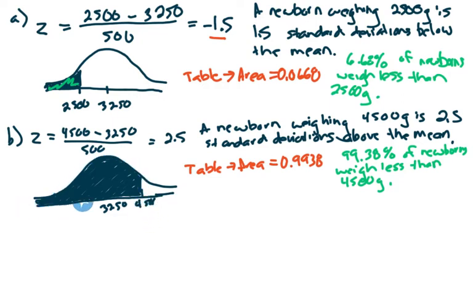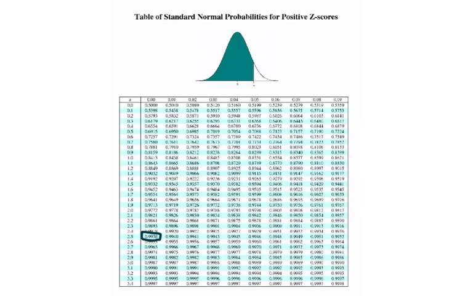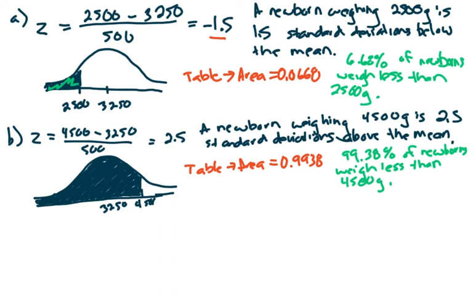So if I'm trying to find out the area to the left, I can look at my table. And I want to make sure I look at the positive side. So 2.50 is 0.9938, which means that 99.38% of newborns weigh less than 4,500 grams.